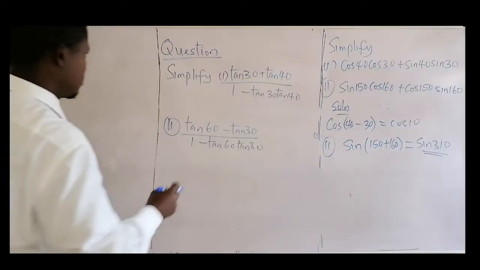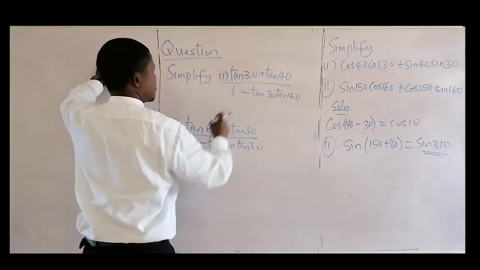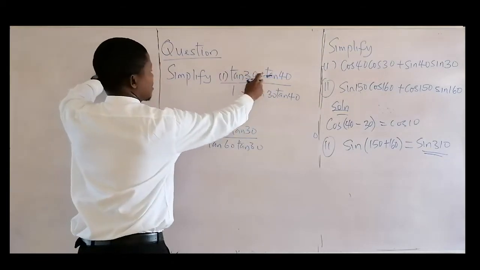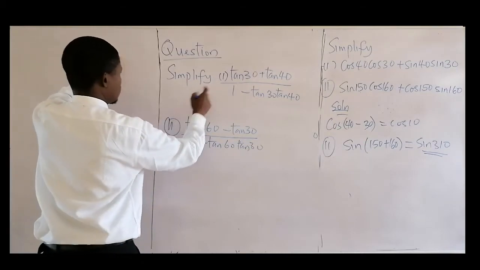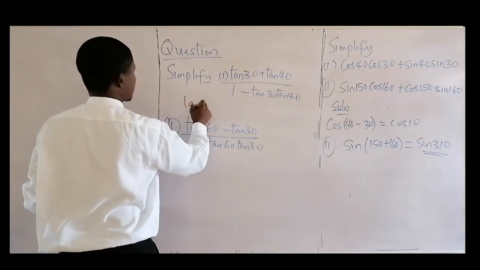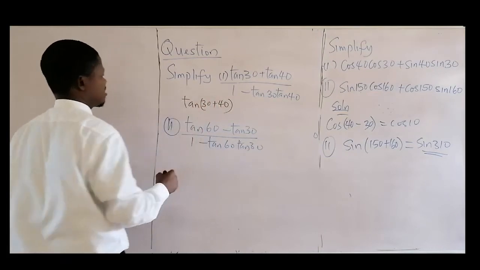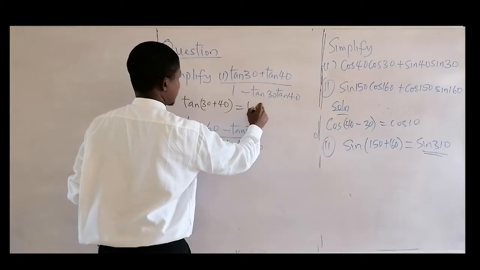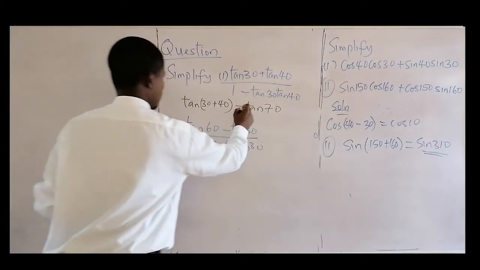For the first one, tan 30 plus tan 40. Straight away, that will be equal to what? That one will be equal to tan of 30 plus 40. That's tan 30 plus 40, and that's what? Tan 70. That's the answer to that one. Okay?